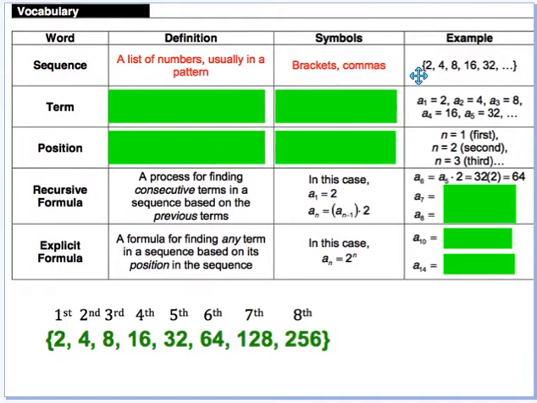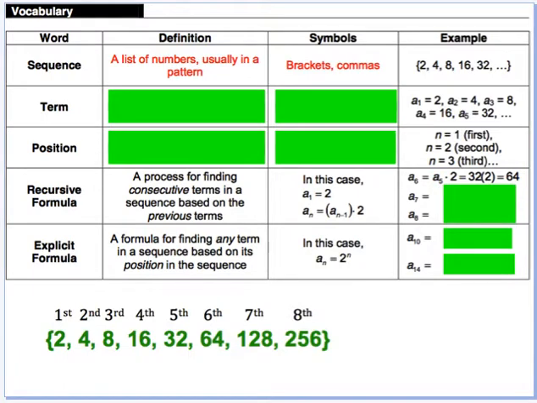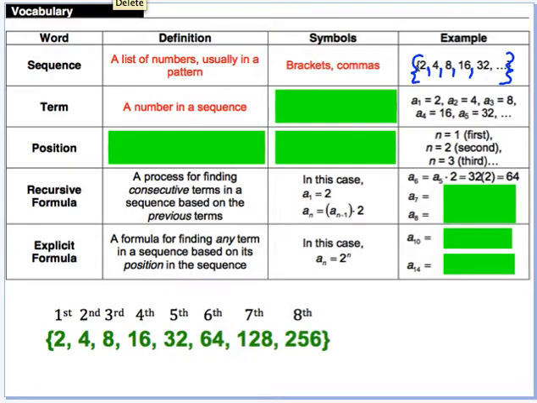Notice here I have these little sideways mustaches, or brackets, okay? And I separate each term by a comma. Now, when I say term, what the heck am I saying? I've used that word a lot. It's just a number in a sequence. If I say, what is the third term? Well, in this sequence up here, the third term is 8. It's just one of the numbers in the pattern.